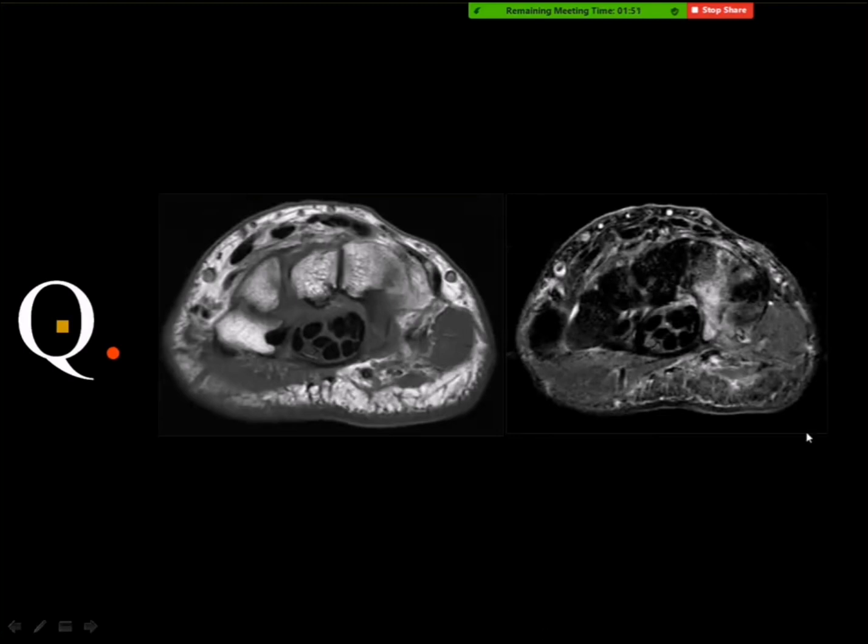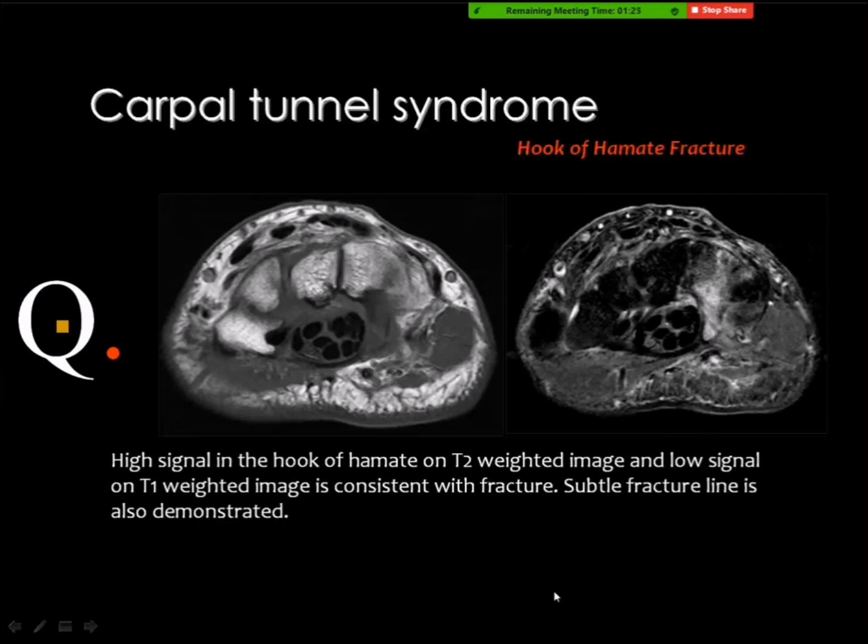And here you can see a form of carpal tunnel syndrome because of the abnormal signal of the median nerve, and the cause is fracture of the hook of the hamate. You see that there is a fracture surrounded by bone marrow edema of the very characteristic hamate bone. And you see the hook that is fractured, which is one of the causes of carpal tunnel syndrome.